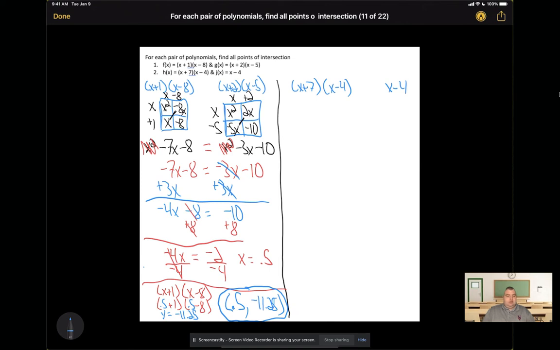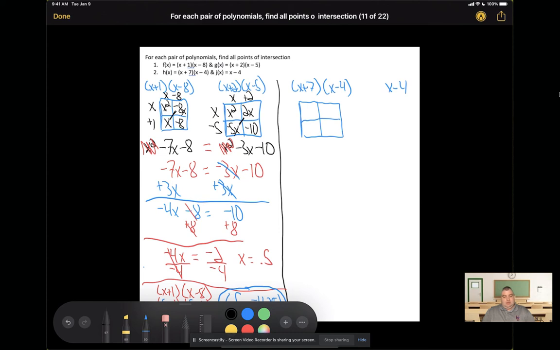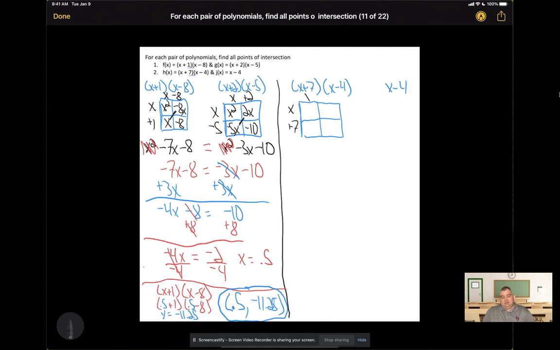Number 2, let's do the same thing again. So let's go ahead and convert each of these to standard form. So I have x plus 7 and x minus 4. So x times x is x squared. 7 times x is 7x. Negative 4 times x is negative 4x. And 7 times negative 4 is negative 28.